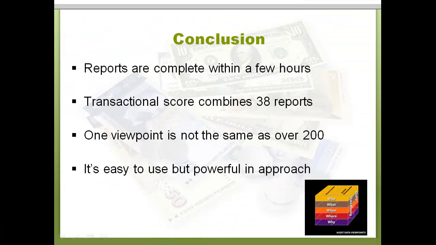In summary, the reports are completed within just a few hours of loading the data, and once done, a transactional score is produced, which combines basically the power of 38 reports that look for interesting and strange events within journal entries. And what you'll notice is that that one viewpoint, the account analysis, is not the same as having over 200 viewpoints with all of the graphing. And even more so, it's just so easy to use, but yet it's powerful in approach.